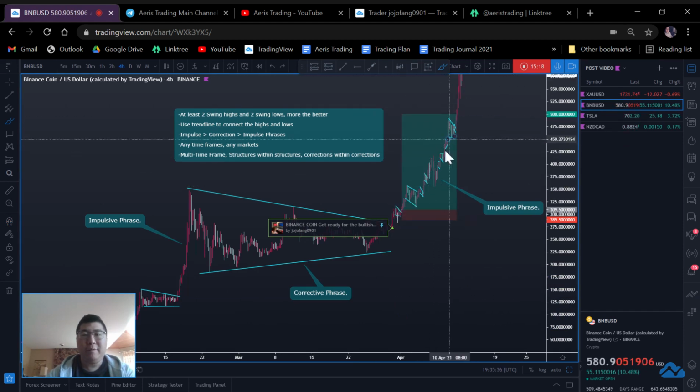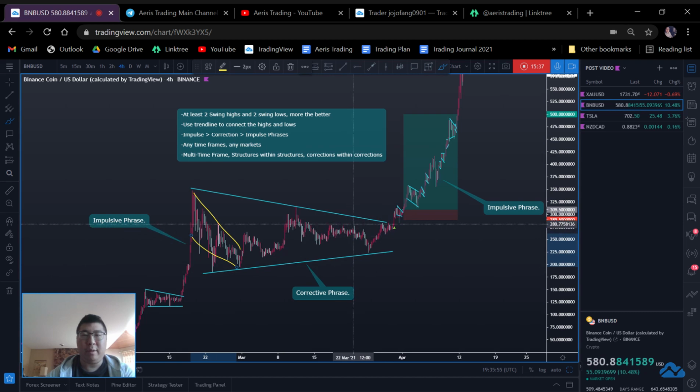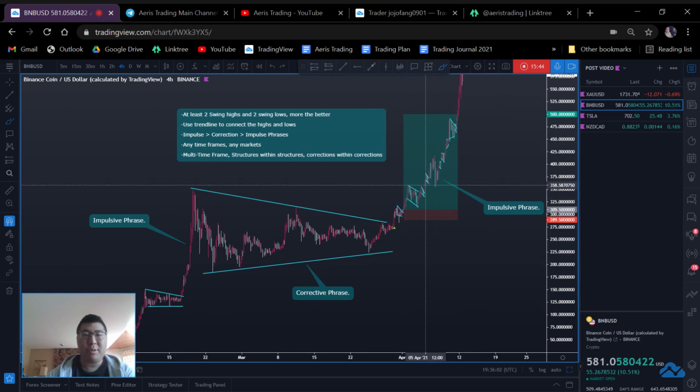So impulse, impulse, and then in the middle is the correctional phase, the correctional structure. Any time frame, any market, we talk about that. You can identify the structure on the 4 hour, on the higher time frame, on the daily, weekly, and on the 1 hour, on the 15 minutes, you're going to see similar structures, similar patterns. The more the better. Within this larger correction, if you see more correction in the middle, a more bullish correction to give you a bias, that's good because you're looking for a bullish bias, right?